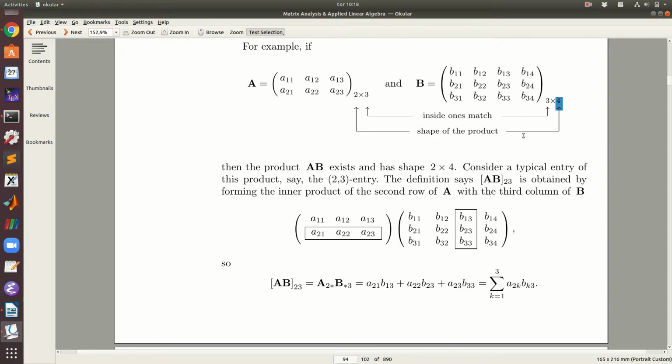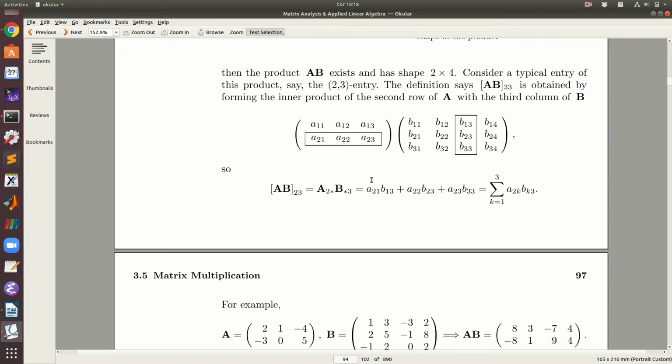Okay, and then what they are telling us here is what we have explained, that if you want to get the entry of the product which is in the second row and third column, the 2 3 entry, which one is that?